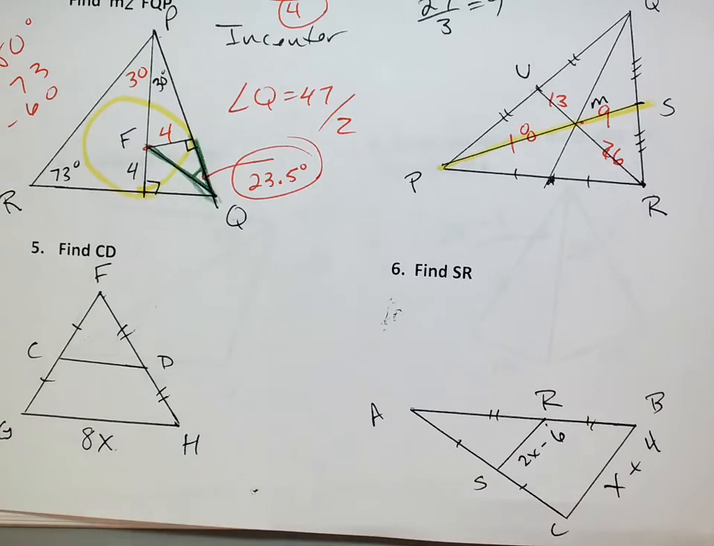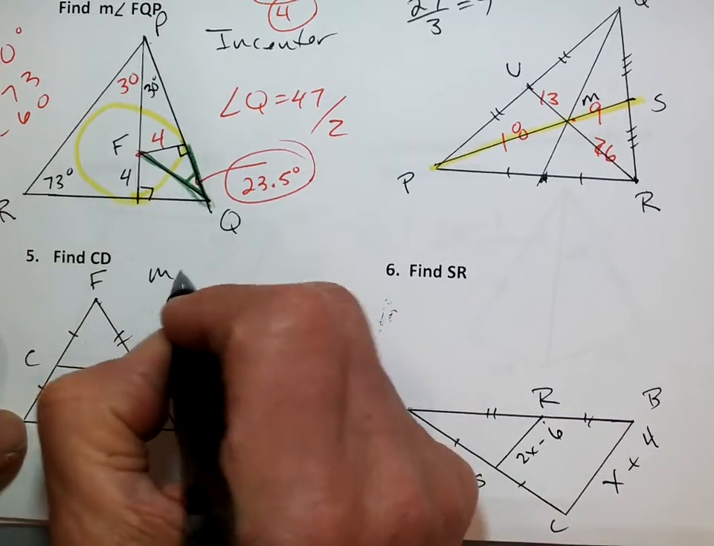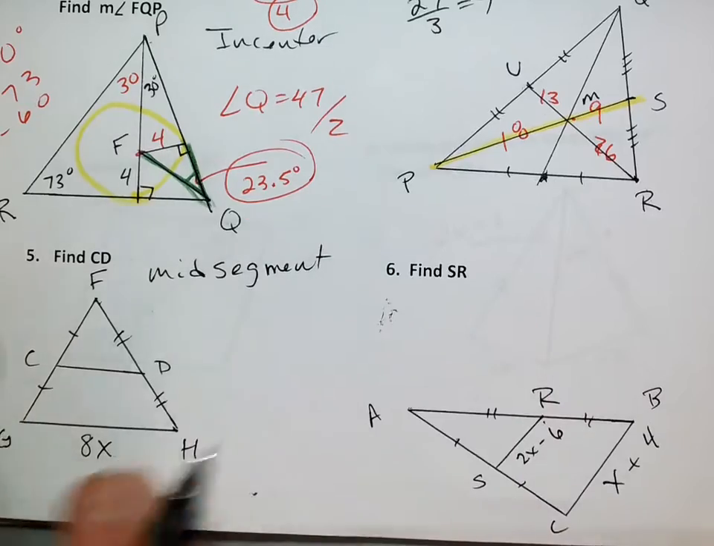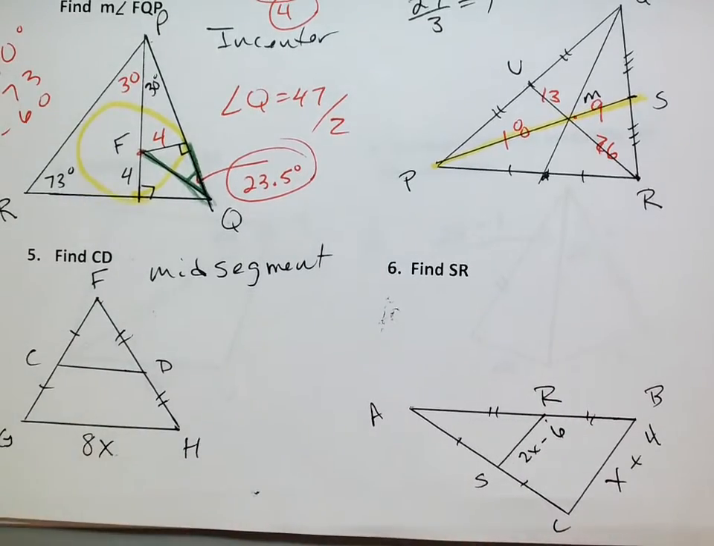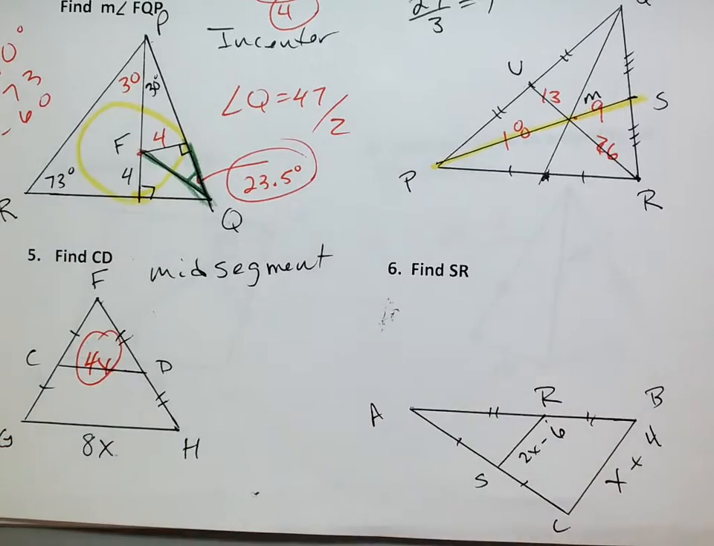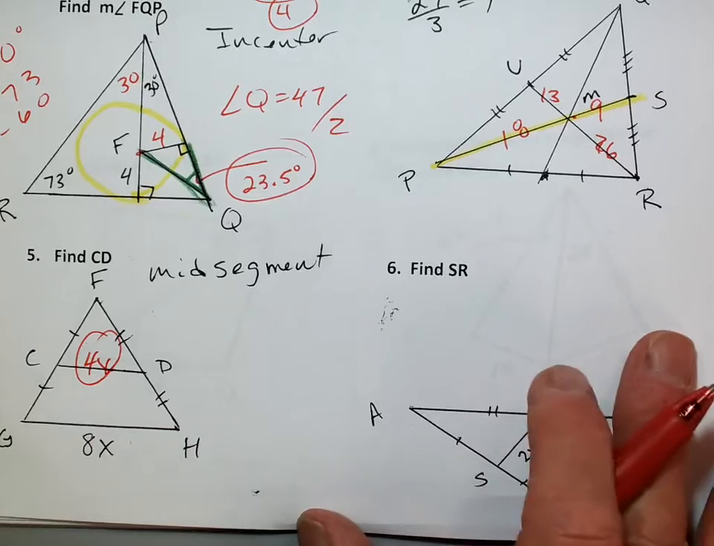All right, number 5. Here's what I know, okay? If that's equal to that, that's equal to that, then that's a mid-segment. That's a mid-segment, which means it's half. So if that's 8x, this is 4x. Well, I don't know what the value of x is, but I'm just going to call it 4x, okay? It's half as big as its base, okay?